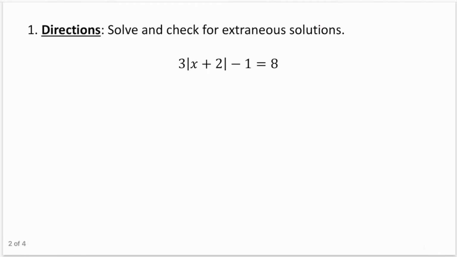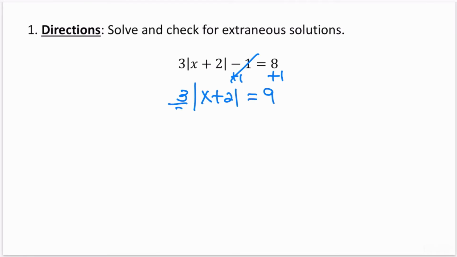Number 1, directions. Solve and check for extraneous solutions. Okay, so in this particular case, we have absolute value once again. One of the things that I can do is simplify the problem and isolate the absolute value before I split them up into two parts. So first, I'm going to add 1 to both sides. I get 3 times the absolute value of x plus 2 is equal to 9.